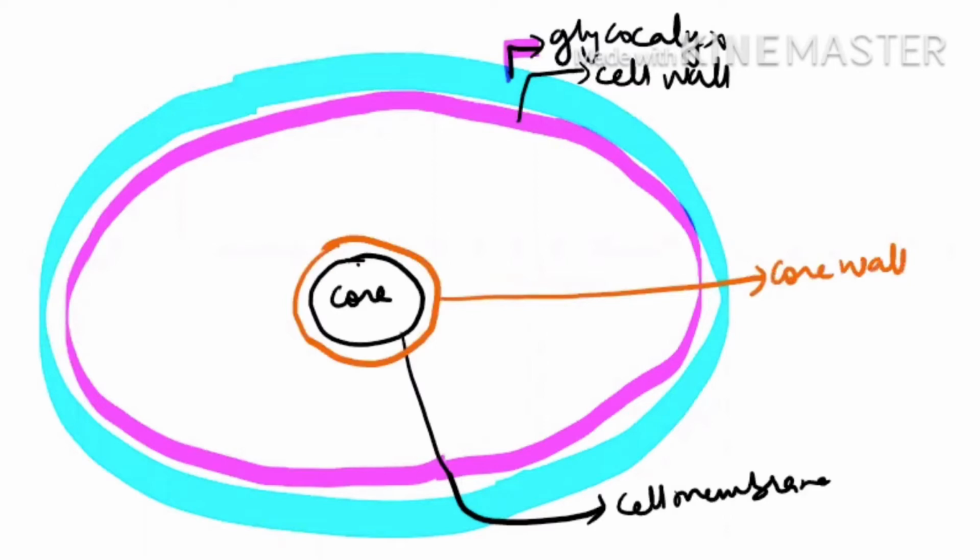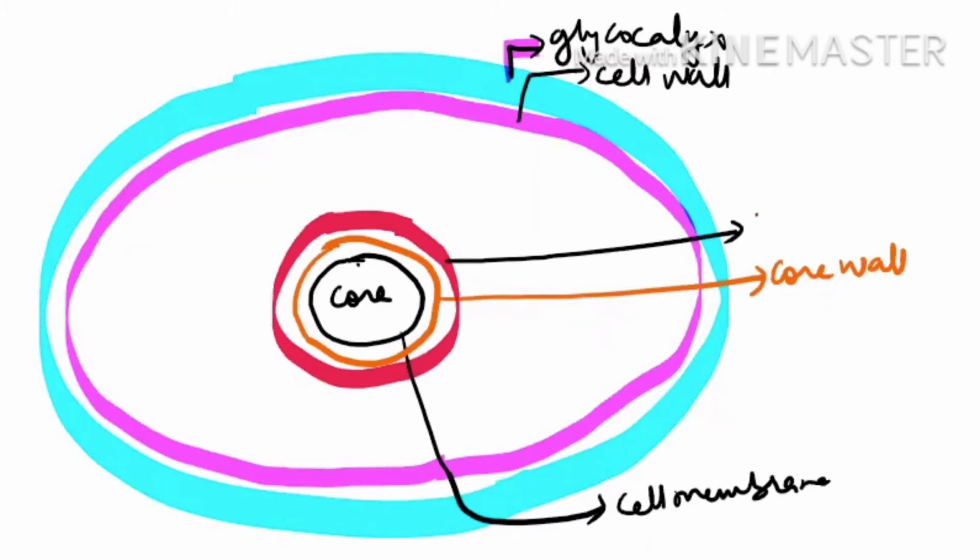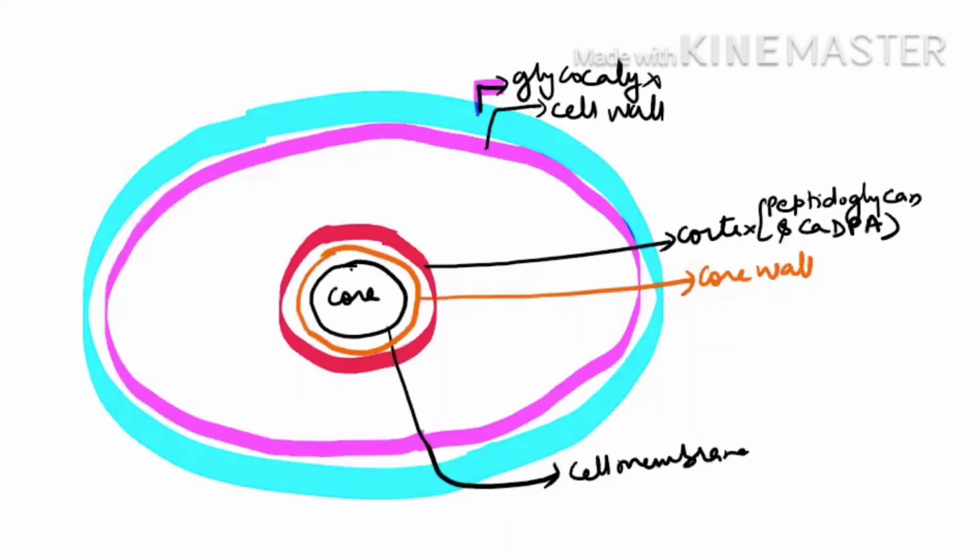And around the core wall, another layer is laid down, which is known as the cortex. So the second layer is the cortex, and this cortex is important. Why? Try to understand, because this cortex contains peptidoglycan and calcium dipicolinic acid. And this calcium dipicolinic acid works as an anticoagulant. Now, as a result, spore formation is appearing.